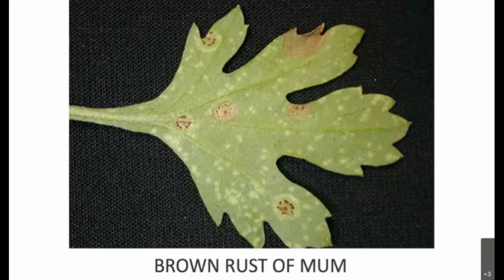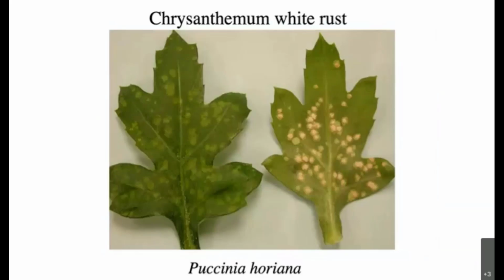There are 2 on chrysanthemum. This is the one called brown rust, that's Puccinia chrysanthemi, that forms brown concentric rings of pustules on the undersurface. And here you see the one that is more exciting, I think, to the hort inspectors. This is the chrysanthemum white rust.